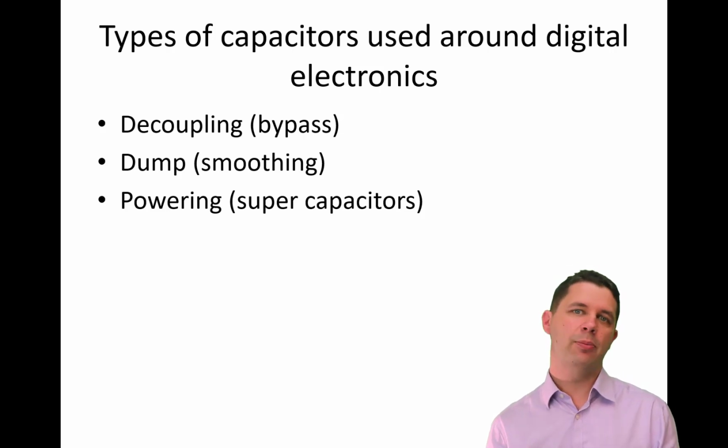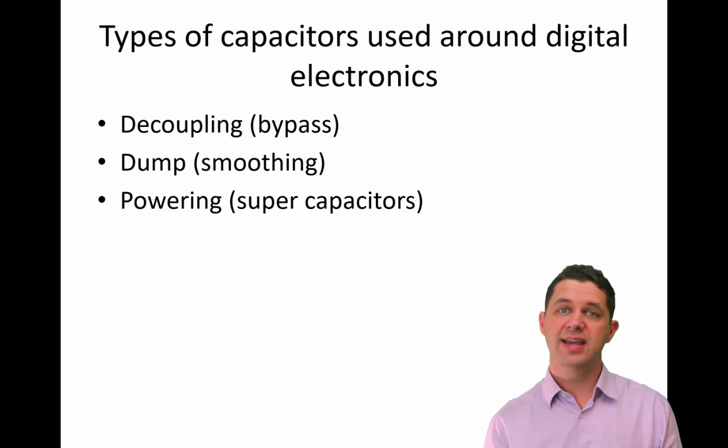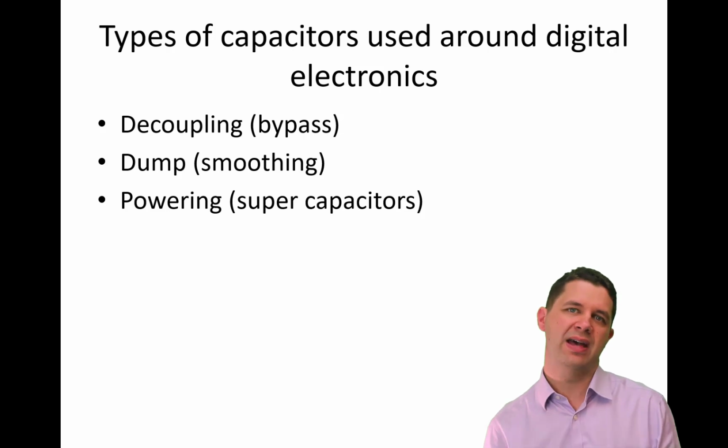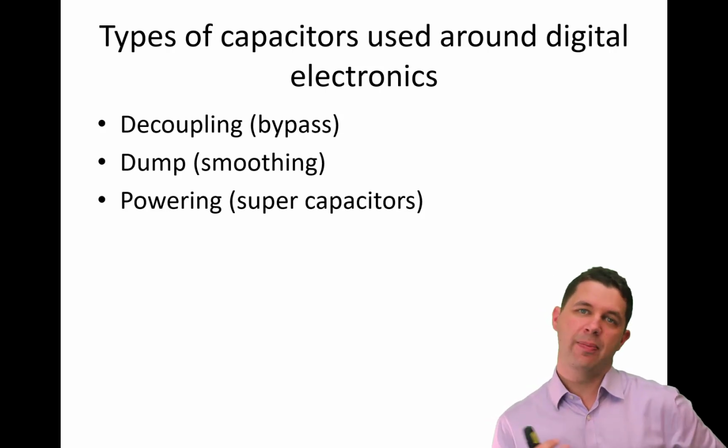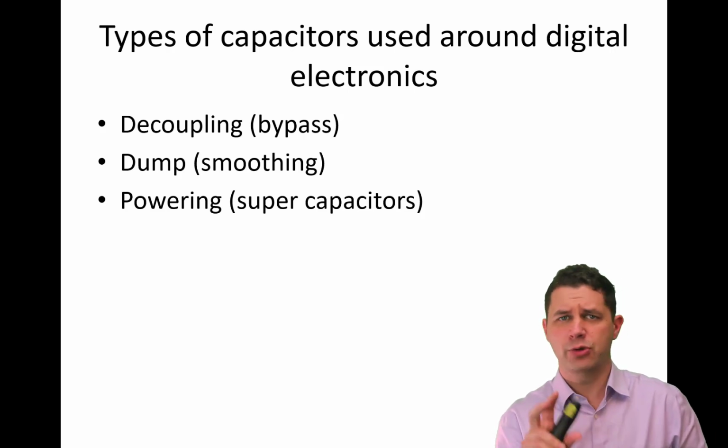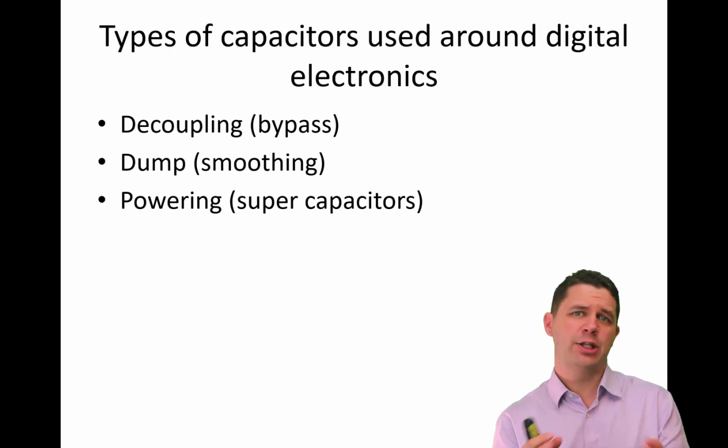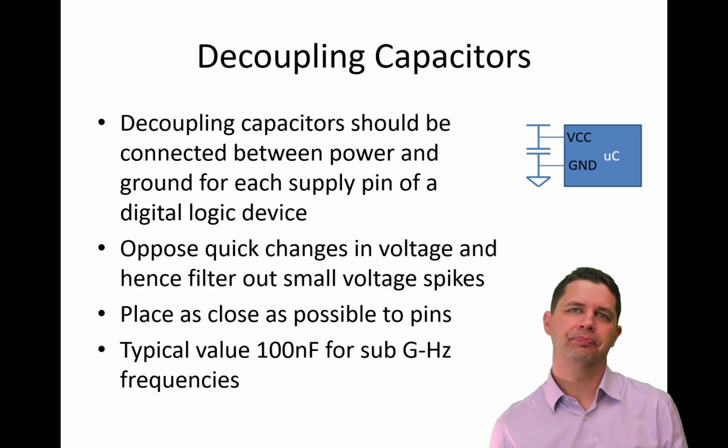The first one's decoupling or bypass capacitors. Next one, we call them dump or smoothing capacitors. And finally, we have powering things or supercapacitors that we'd use for this. So let's go through each of these and see how they actually look and how we actually use them.